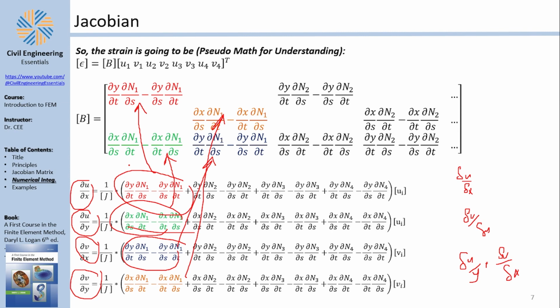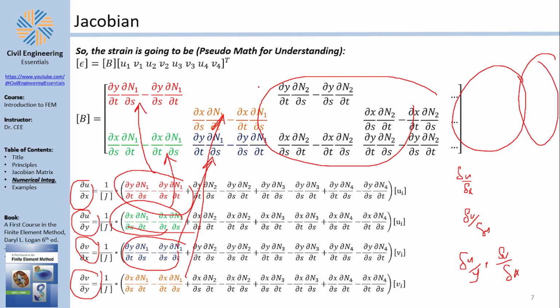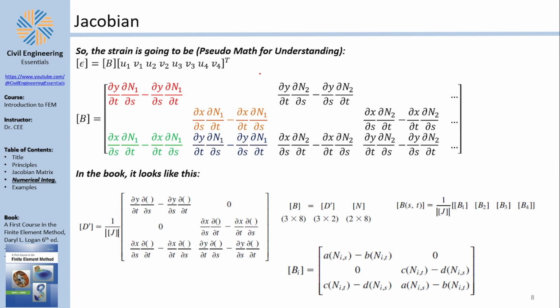This is only for shape function 1. You have to rinse and repeat for shape function 2, and rinse and repeat for 3, and rinse and repeat for 4. It's not fun, but it's very easy to be programmed. And that is the point. Okay, now we've covered that. Now it's time to double check the book and see what the book is doing.